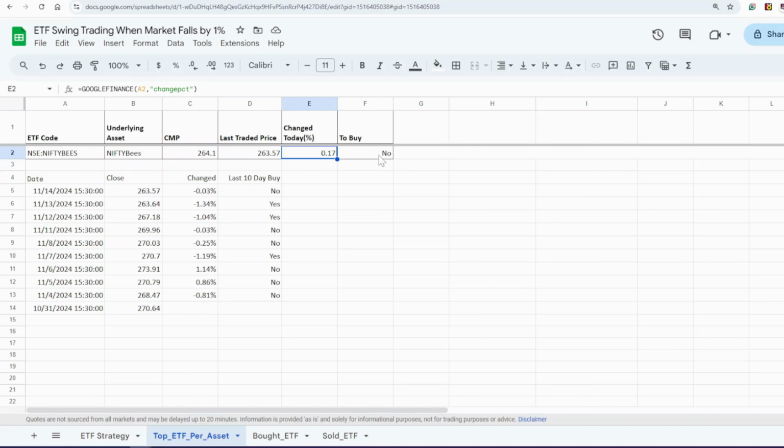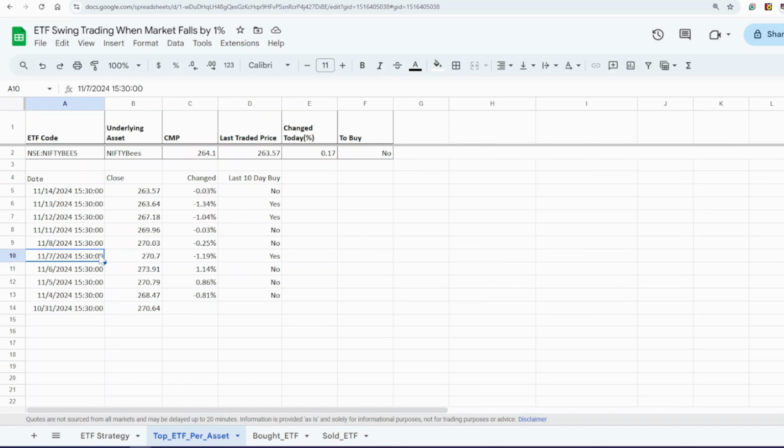You should only buy when the market has gone down by minus 1%. I have also given a backtest result, using the last 10 trading days of data, showing when you could have bought it. On 13th November you could have bought it because the market had gone down by minus 1.34%. You could have bought on 12th November also, and on 7th November also.